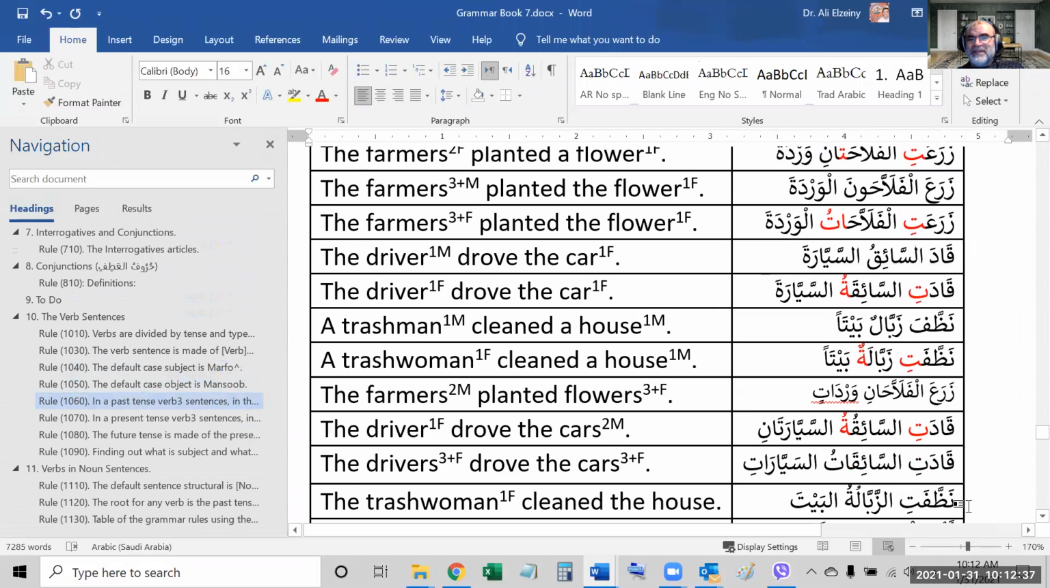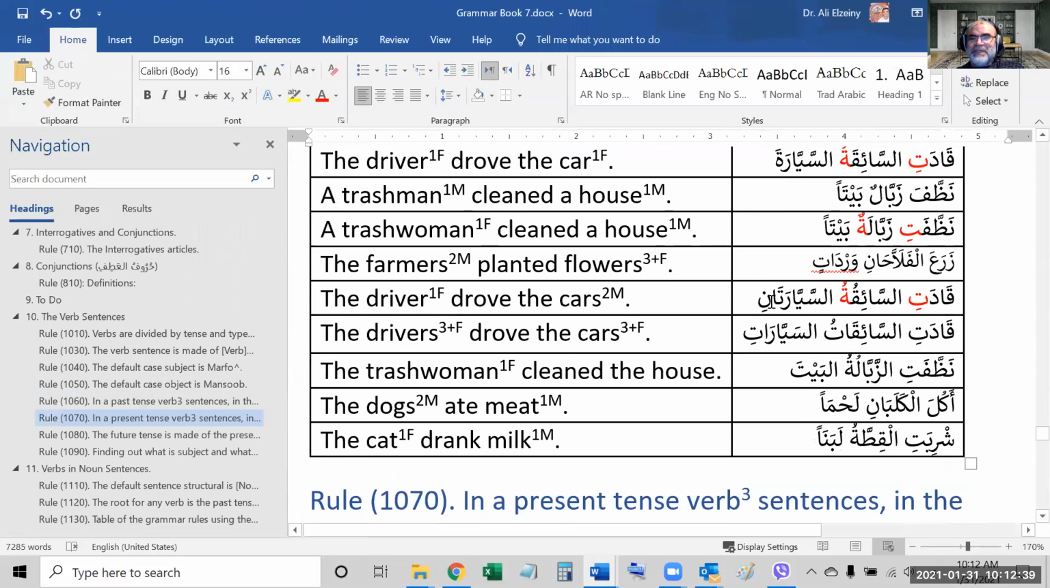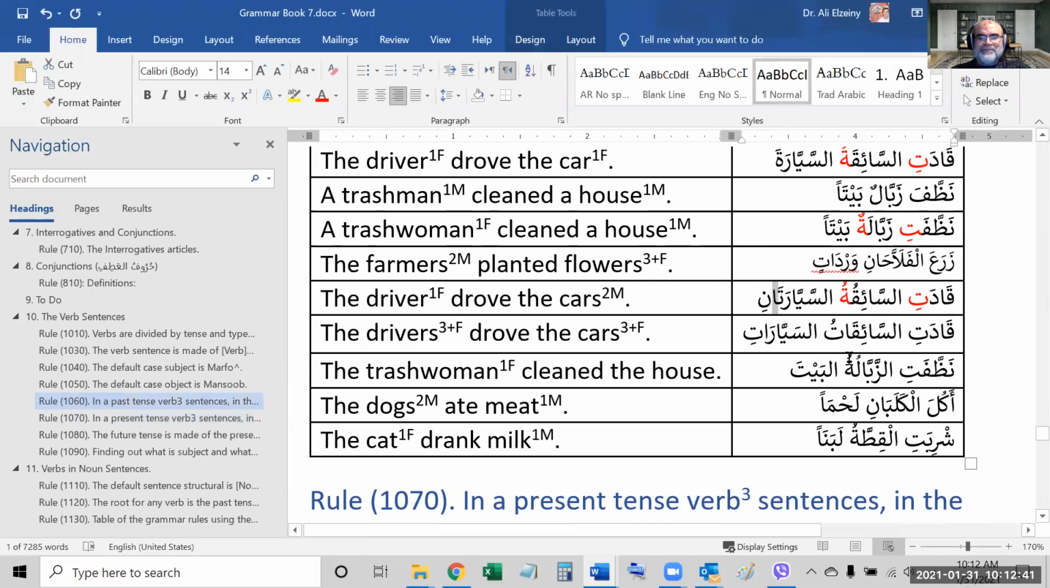What's that error? This should be sayyaratain. Why? Because it's mansub. So this is how we state the grammar. We say قادت فعل ماضي مبني على الفتح. The تاء is تاء التأنيث.